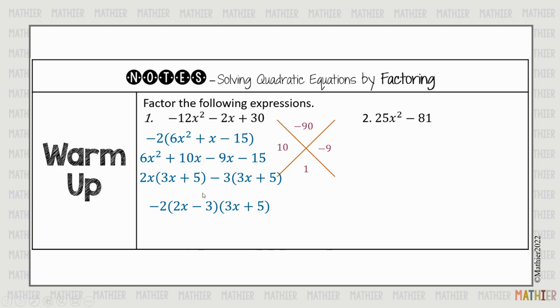Number 2, notice there's only two terms. So if there's only two, ask yourself, is it the difference of squares? So we are subtracting, so it's a difference. 25x squared is a perfect square. 81 is a perfect square. So remember, that factors into the sum and difference of the two square roots. So the square root of the first term would be 5x. Square root of the last term is 9. So that factors into 5x minus 9, 5x plus 9.